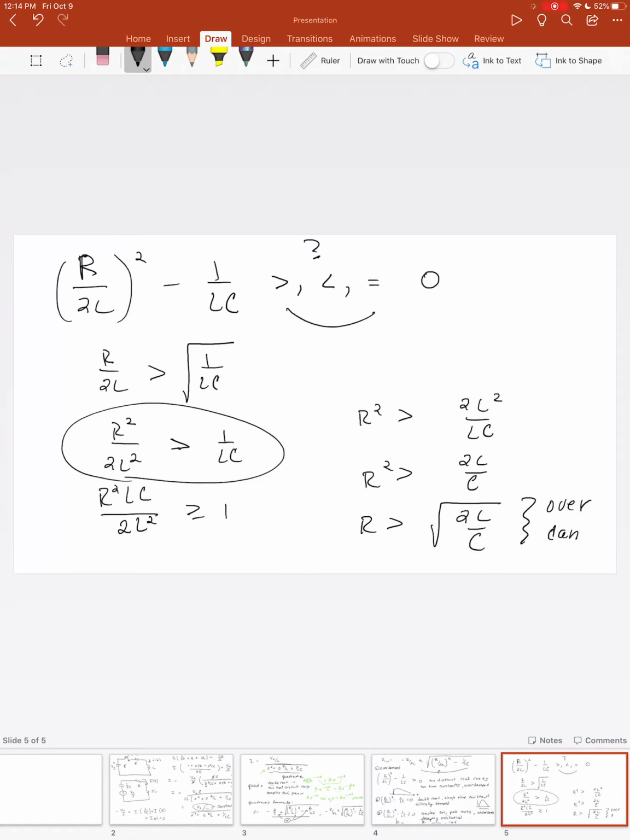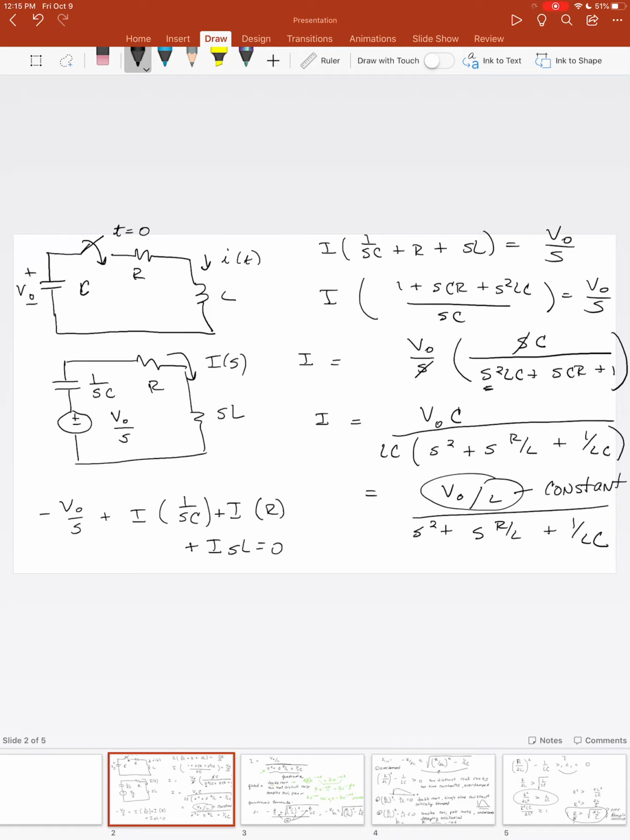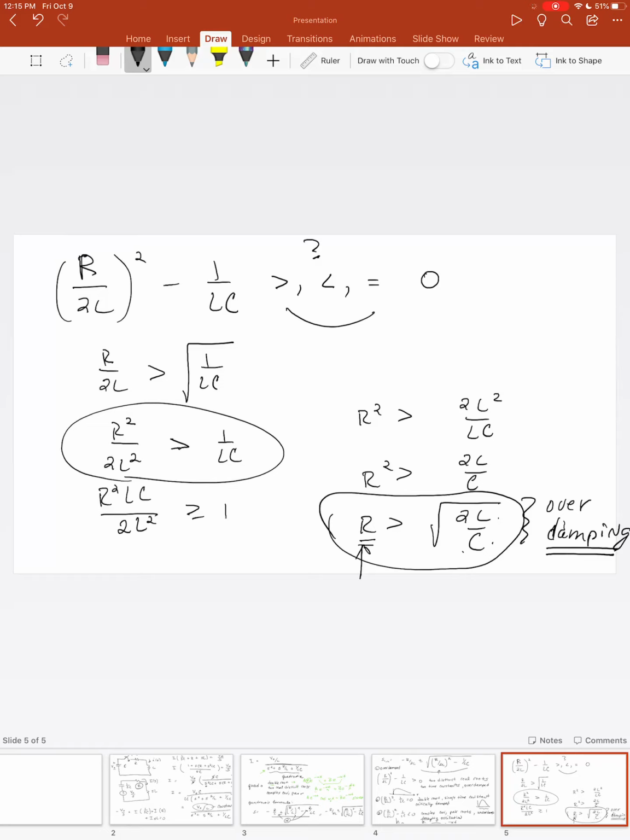If this is the case, you have overdamping, because that would give you a positive number under that radical, so you'll get 2 separate roots. So what does this tell you? If you have a circuit and L and C are fixed, and R exceeds a certain number, namely the square root of 2L over C, your circuit overdamps. Now, if we decrease the resistance, if R gets smaller, then you move away from the greater than and you move to the equal to.